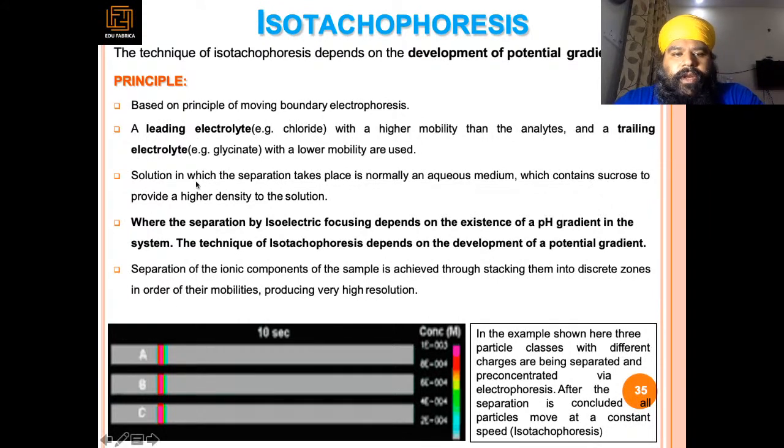Here we can have three molecules A, B, C with different concentrations being separated in isotachophoresis. In this example we can see three particle classes with different charges being separated and pre-concentrated by the electrophoresis. After the separation is concluded, all the particles move at constant speed.